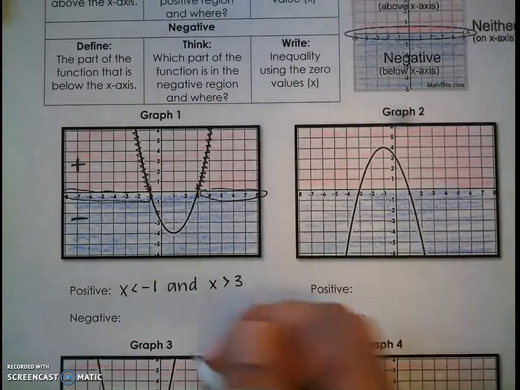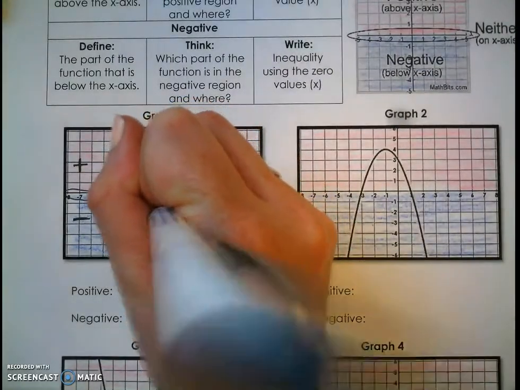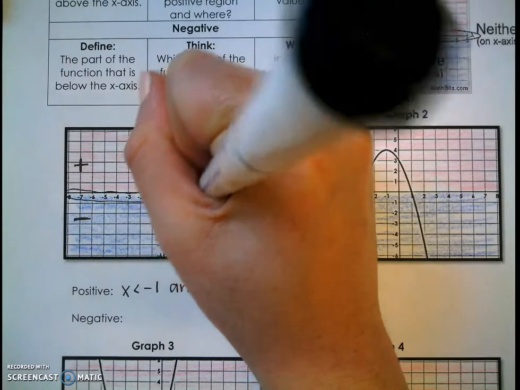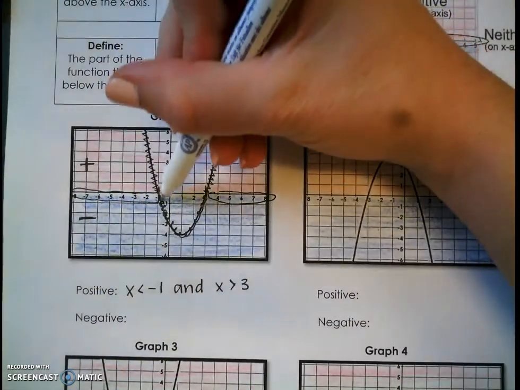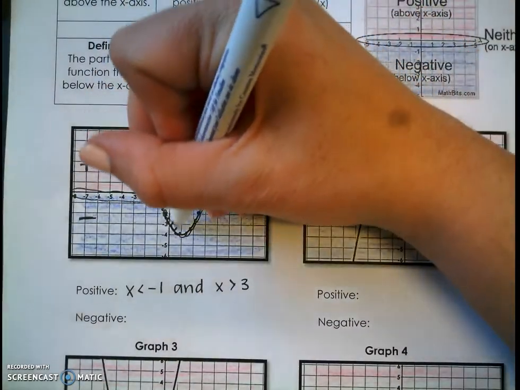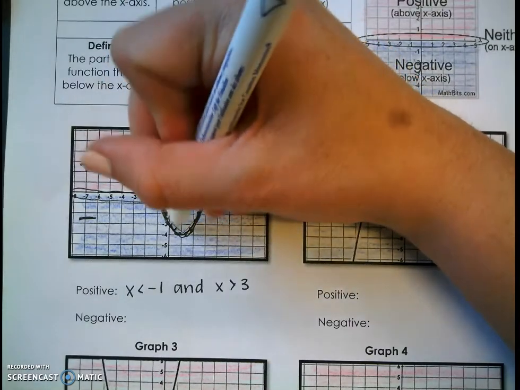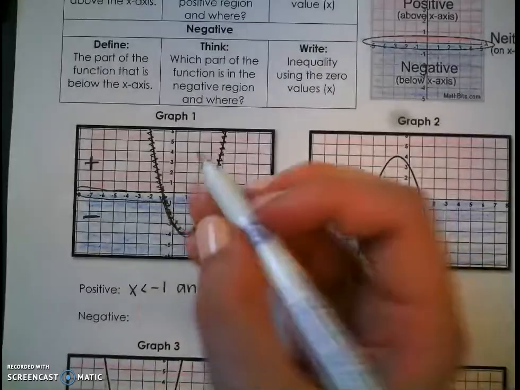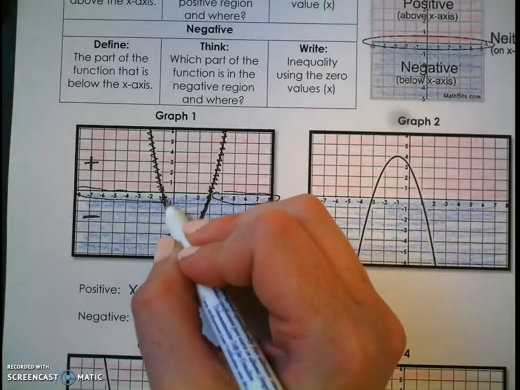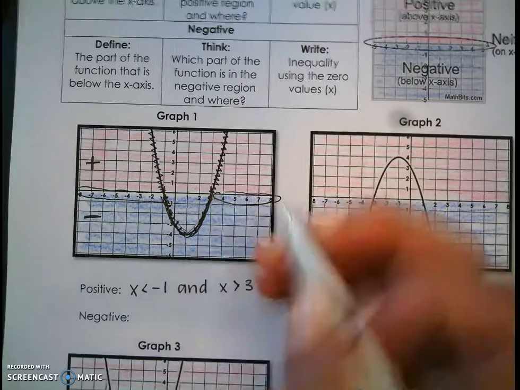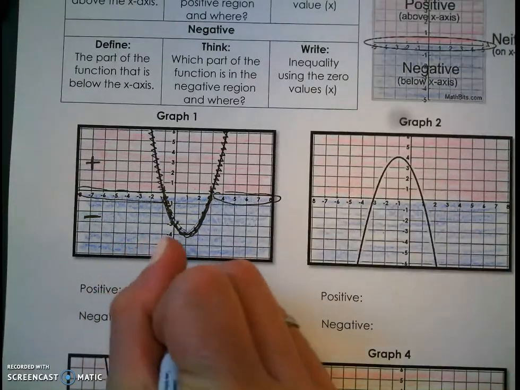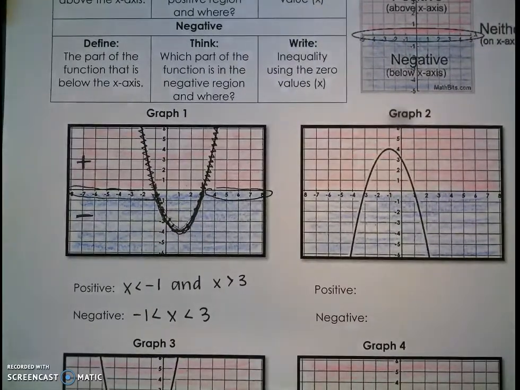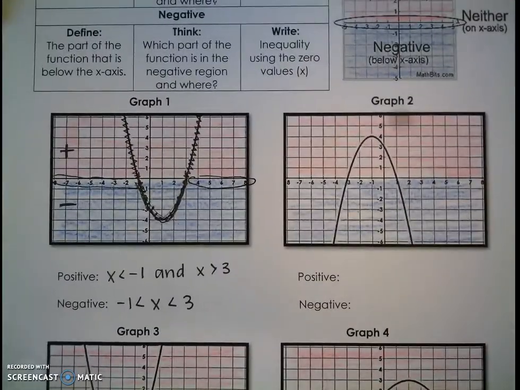So that leaves my negative part. Now there's just one negative section. That's this part right here. This is what is negative. There's only one negative section, and it's negative from -1 all the way to 3. So we would say that it's negative when x is in between -1 and 3.